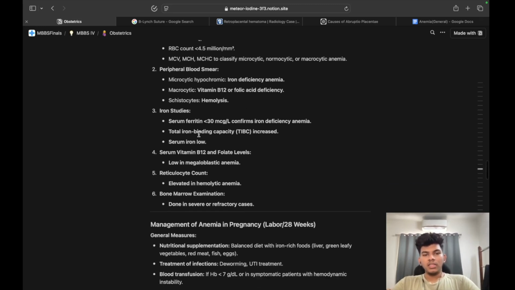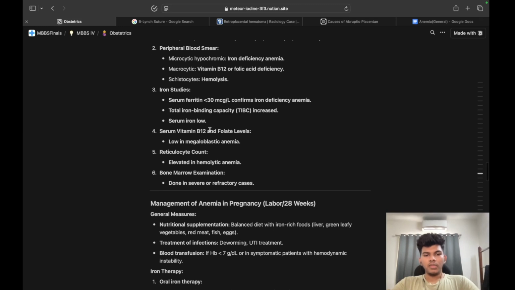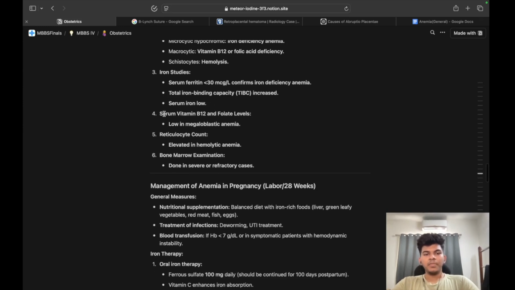Coming to iron studies: serum ferritin, TIBC and serum iron. In case of IDA, serum ferritin is less than 30 microgram per liter. TIBC, the total iron binding capacity, is increased. I am not going to mention the reasoning behind this because it has already been mentioned in the pediatric section, and you can just copy this and put it in ChatGPT. It is very simple. Serum iron is also low, so even this one makes sense in case of IDA. B12 and folate are low in megaloblastic anemia.